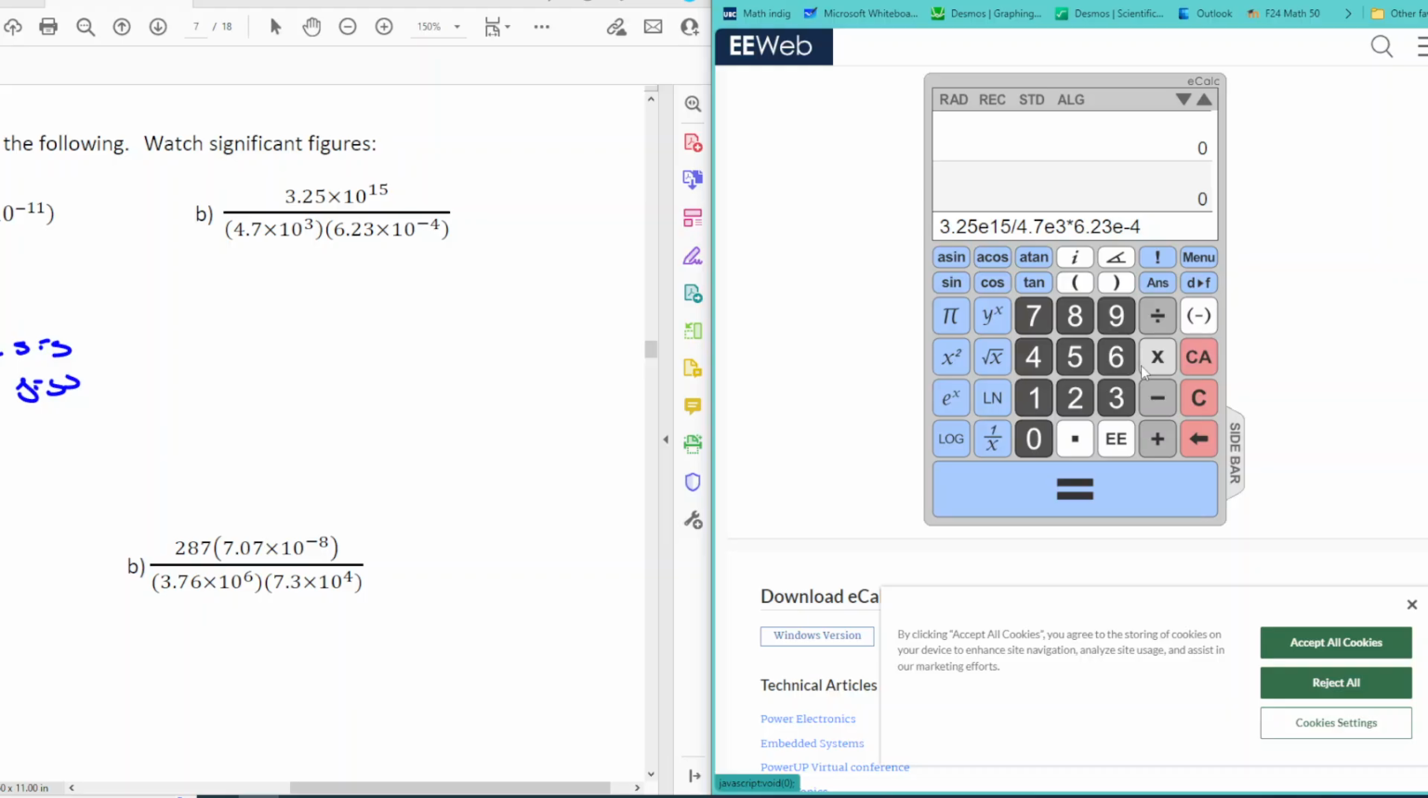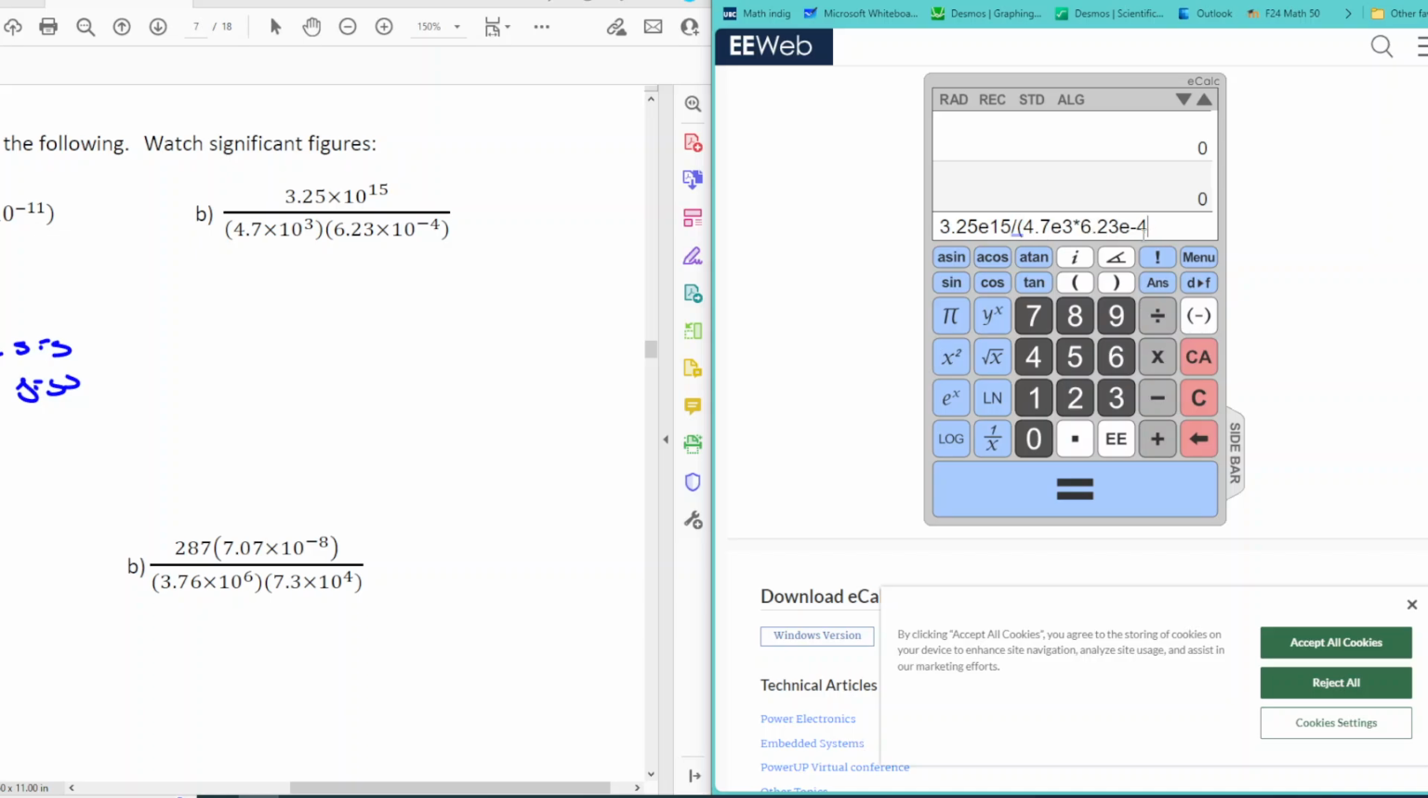You have to think about order of operations. My calculator is going to do this divided by this, and then times the answer by 6.23 times 10 to the negative 4, which is going to give me the wrong answer. So I have 2 choices. Option number 1, you can throw in some brackets.